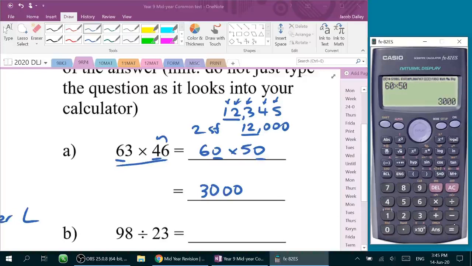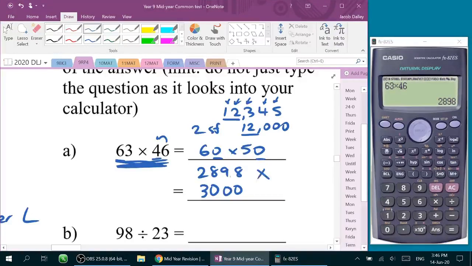Now you will get this question wrong if you just put into your calculator 63 times 46, because you're not actually reading the question properly. So please be careful with this one. I don't want you to lose an easy mark. So if you just did 63 times 46 and you wrote in 2,898 or 2,899, which you can see is pretty close to 3,000, you'd actually get that wrong, even though that's the exact answer. What we're looking for is this 60 times 50 answer. Hopefully that made sense.